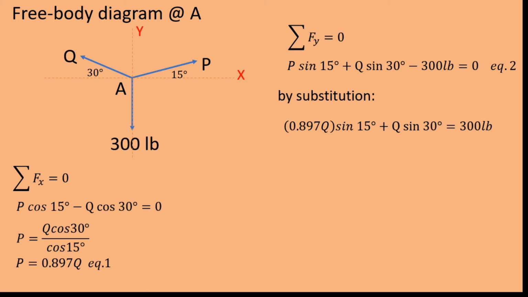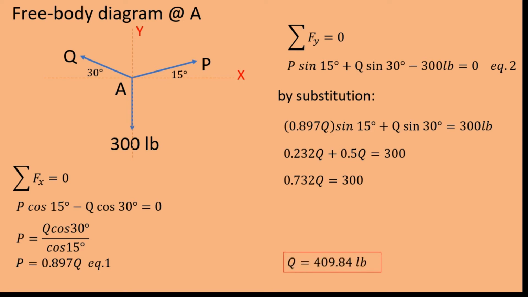So sinubstitute natin yung value ng P doon, na-given kanina. So we have 0.232Q plus 0.5Q is equal to 300. And then we get 0.732Q is equal to 300. So ang value ng ating Q ay 409.84 pound.